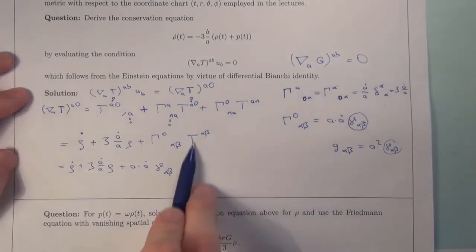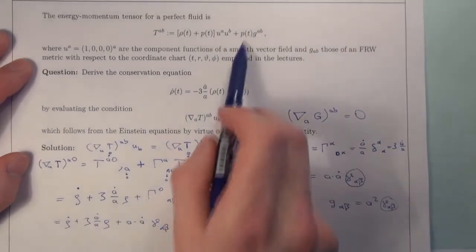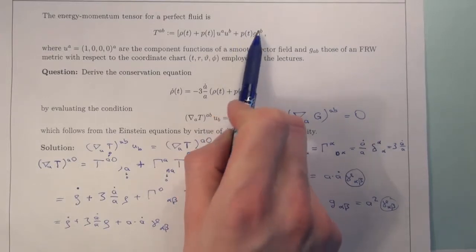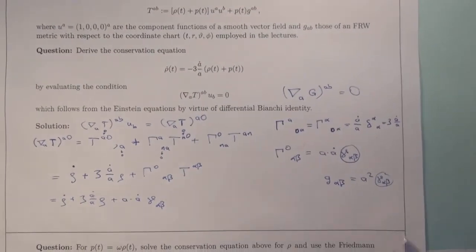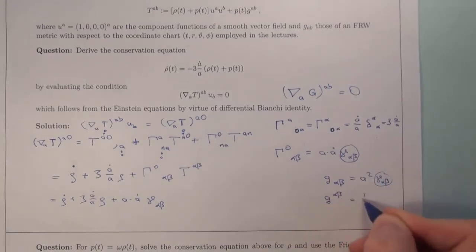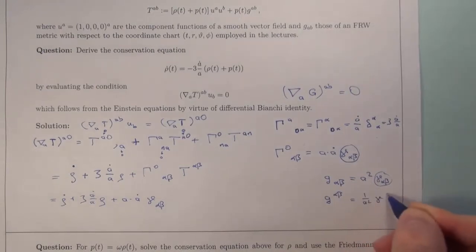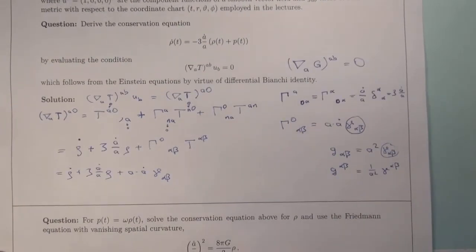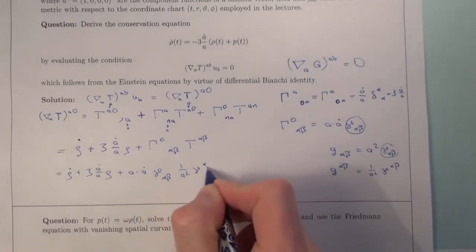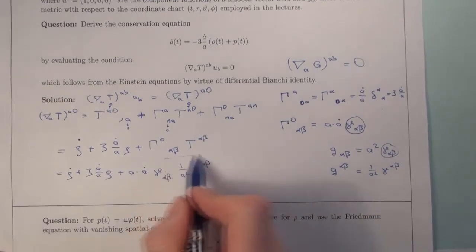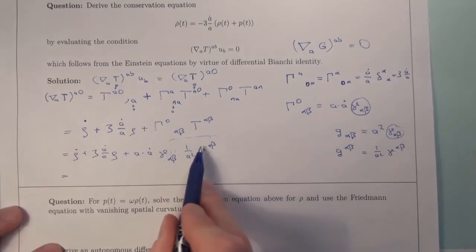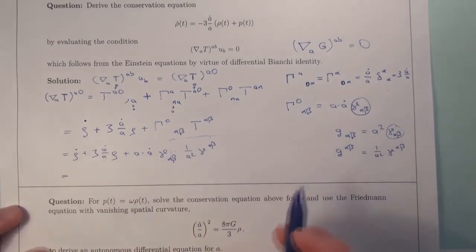And now we have to look at the spatial part of the energy momentum tensor. That is just P times G up AB, and just the spatial part, so alpha beta is 1 over A squared gamma alpha beta. Okay, so here goes some 1 over A squared gamma alpha beta, and here's the sum. And again, this whole contraction here produces the dimension that is again some 3.